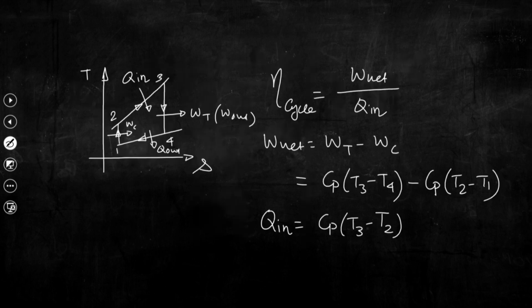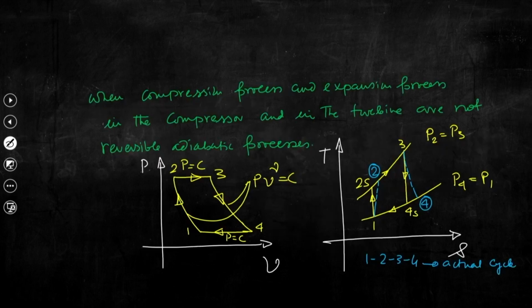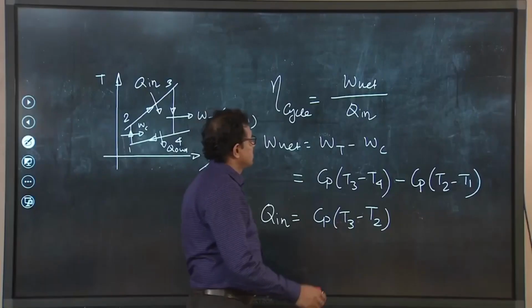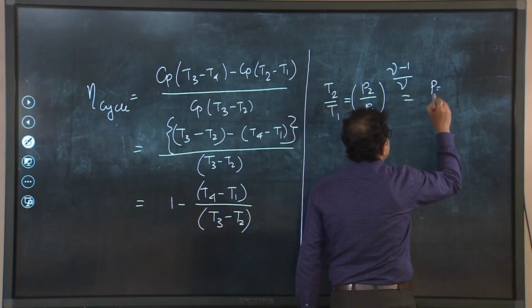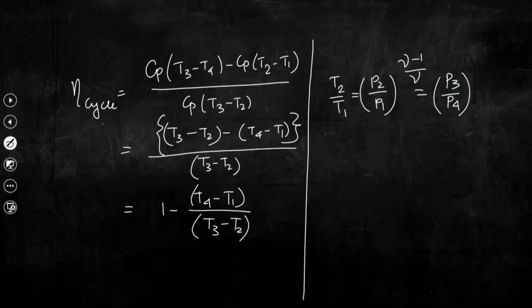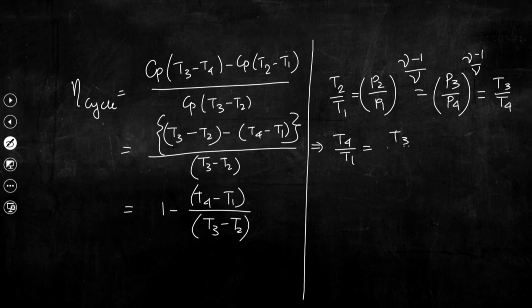What is P2? P2 is equal to P3 and P4 is equal to P1. So, we can write P2 by P1 equal to P3 by P4, and this is again power gamma minus 1 upon gamma, and hence this should be T3 by T4. Therefore, we can write T4 by T1 equal to T3 by T2. Therefore, we can write T4 minus T1.